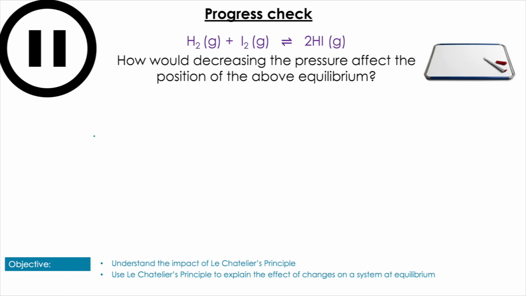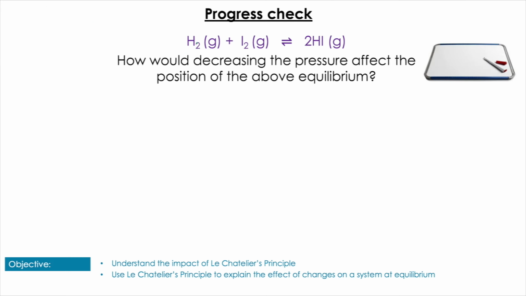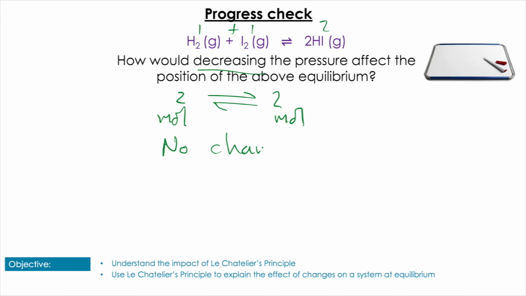All right, pop them up. Hopefully by this point, you see that we always need to know the number of moles of gas when we're dealing with pressure. So in this one, we have a 2-to-2 reaction. So we have 2 moles of gas on one side, 2 moles of gas on the other side. Now, that means there's neither a high nor a low pressure side. And so if we decrease the pressure, it's going to have no effect on the position of the equilibrium.